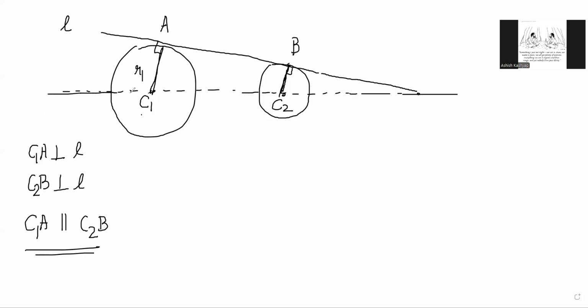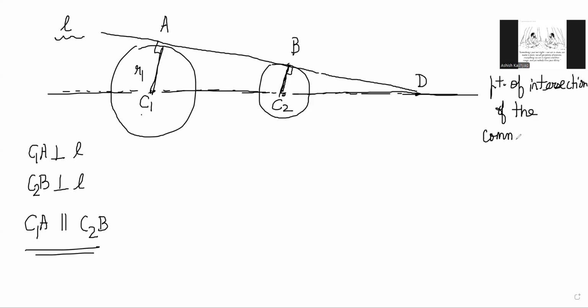Now what I have drawn here is the line joining the centers, and I have extended it so much that it meets this line L, which was the common tangent, at a point, let's call it D, right? So this D is the point of intersection of the common tangent L and the line C1C2, which joins the two centers.